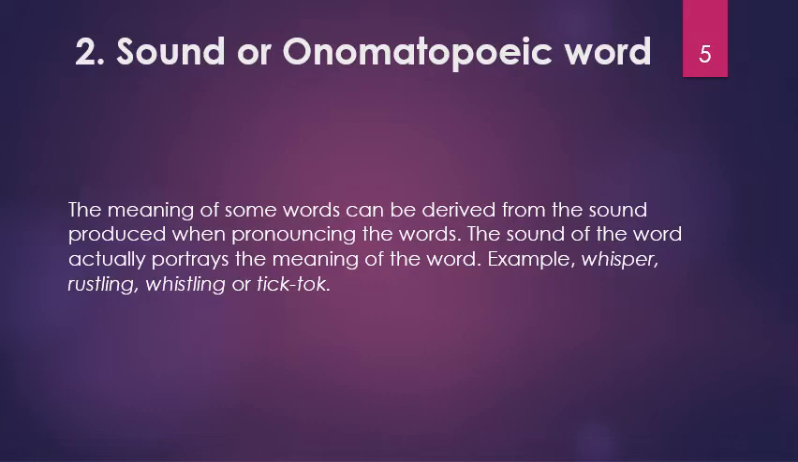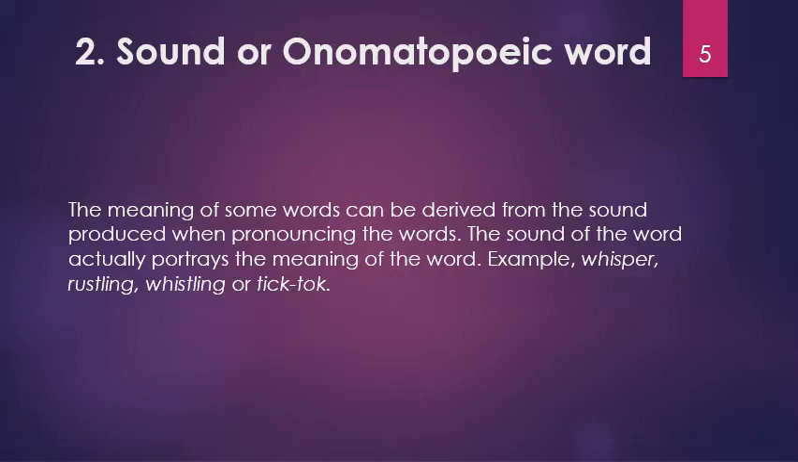For example, class, when you take some words and their meaning, such as whisper, such as Rosalind, such as whistling, such as TikTok, all these words, as you can see, the sound of the words, or the pronunciation of the words, actually portrays the meaning of the word, or rather the meaning they represent. Therefore, class, sound or onomatopoeic words are also one of the ways of understanding the meaning of the word.